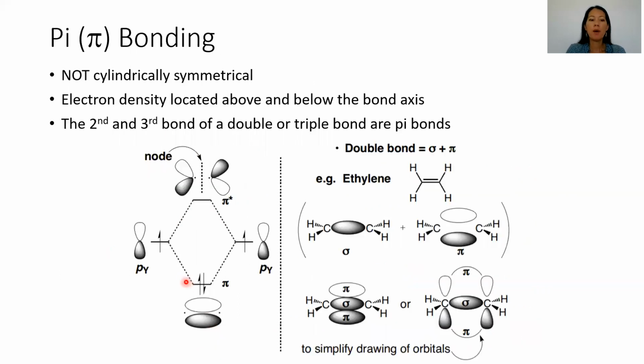You can do this in pi bonds as well. You can have two p orbitals combined and you have your nice overlap forming your pi orbital. That can also create the possibility of a pi star anti-bonding. So you want your electrons in the pi bonding orbital shown here.